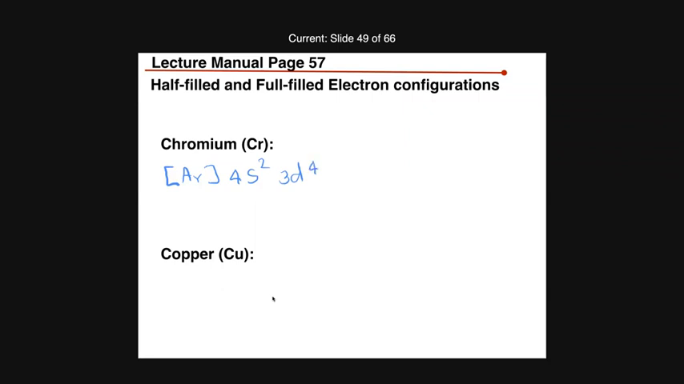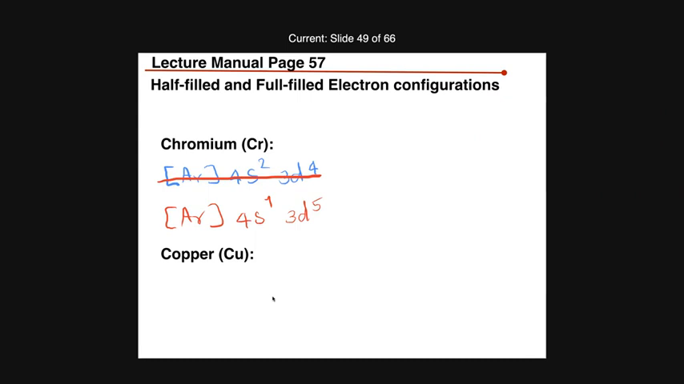So if you do that, this is not the correct electron configuration for chromium. The correct electron configuration for chromium is actually Ar 4s1 and 3d5. Okay, why is that? That's what we're going to take a look at.